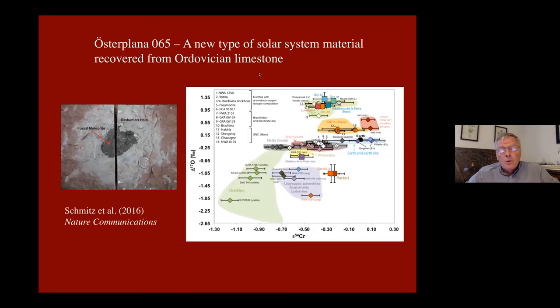I mentioned before that we found one meteorite that is not an L-chondrite. It's a new type of solar system material recovered from Ordovician limestone. Down here, you have chromium isotopes. Here, you have oxygen-3. This plots all known meteorite types, about 160 types that we have. And this meteorite falls outside all the known areas.